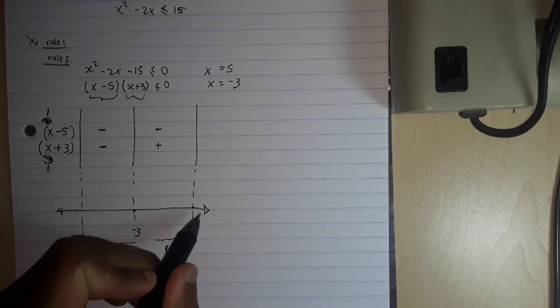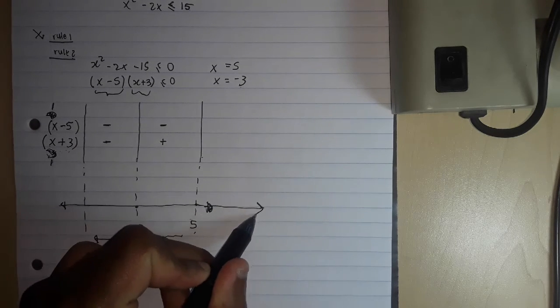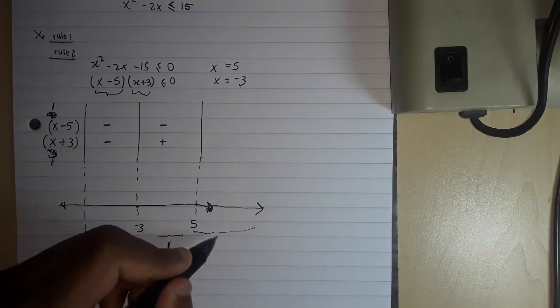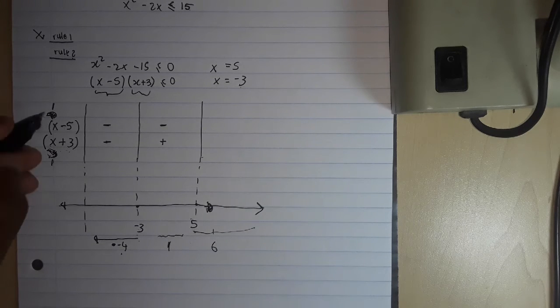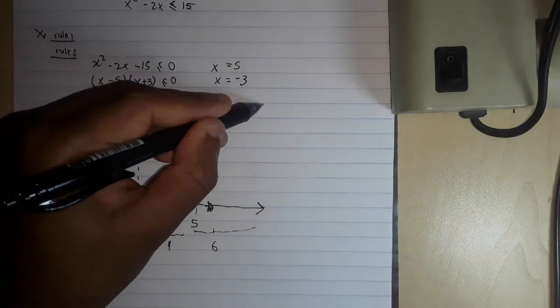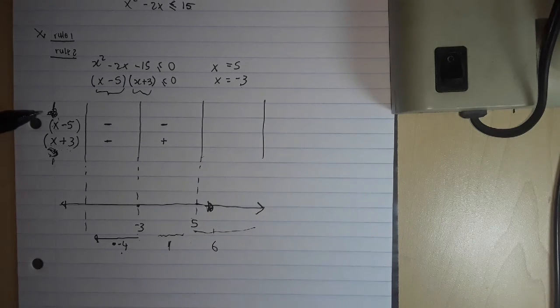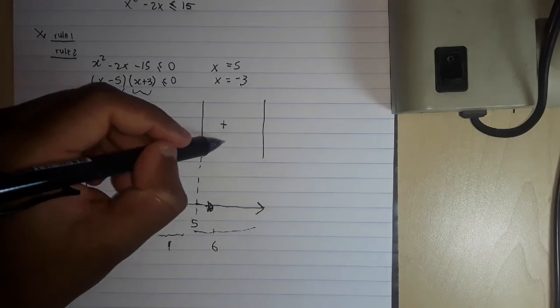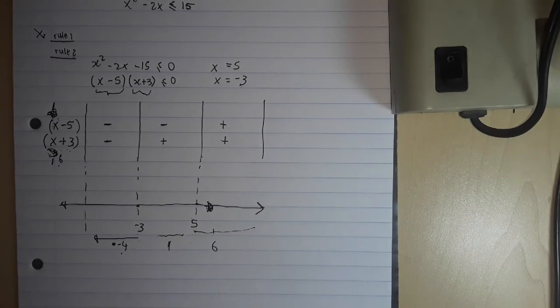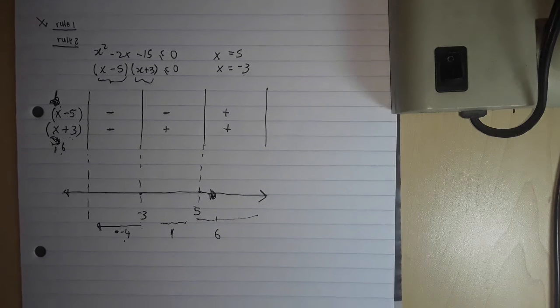Now for values greater than 5, let's take for argument's sake 6, right? We plug this value here, so 6 minus 5 is 1, and 1 is positive, so we'll always get a positive value. And then if we take 6 here, 6 plus 3 is 9, and 9 is positive, right? So now you'll get to see why we use this.